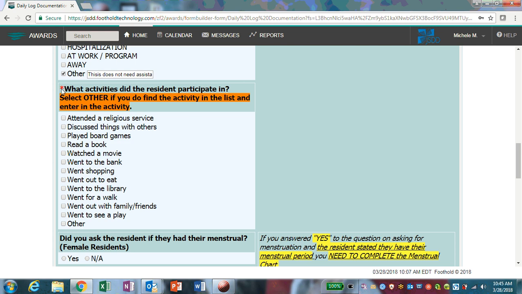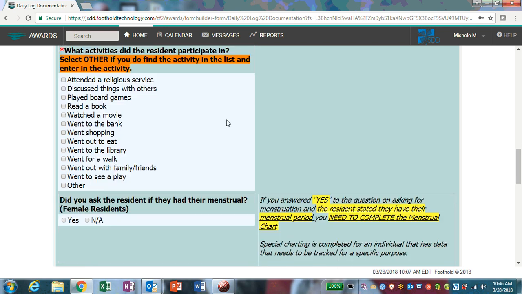Now here's a new field. What activity did the resident participate in? Now you might ask yourself in this section, well, if it's an overnight shift, what do you mean participate in activities? If you had any kind of conversation, interact with the resident in any way, they participated in activities.